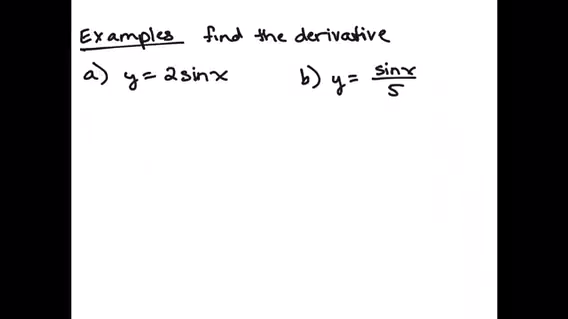Okay, the constant multiple rule still applies to these functions. So if I want to do the derivative of y equals 2 sine x, then I keep the 2 out front, and the derivative of sine, we just saw, is cosine x. If I want to do the derivative of sine x over 5, well, that's the same thing as having a 1/5 times sine x, so we'll keep the 1/5 out front, and then the derivative of sine x is cosine x.